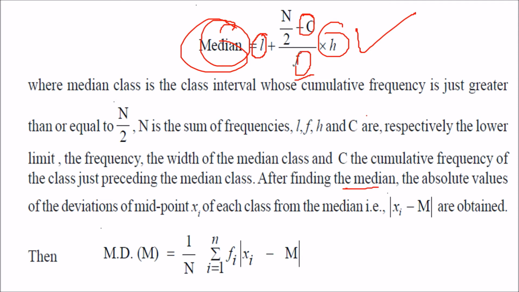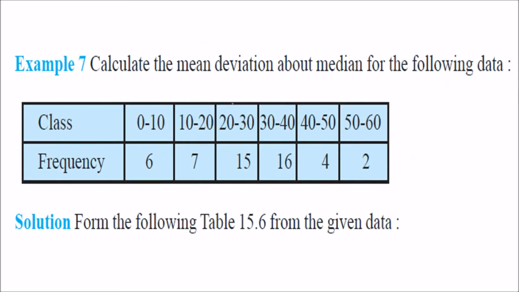After finding the median, the absolute value of the deviation of each class midpoint Xi from the median is nothing but Xi minus m. So the mean deviation can be computed like this: sigma of Fi into Xi minus m, multiplied by 1 by n. So let us take this with an example so that we can understand it better. We have to calculate the mean deviation about median.